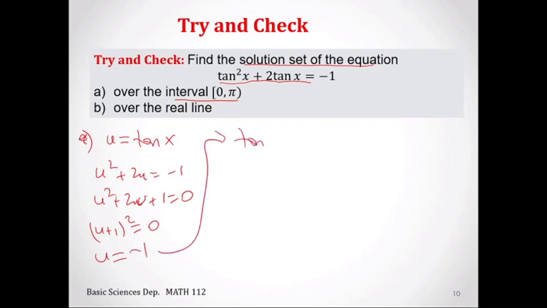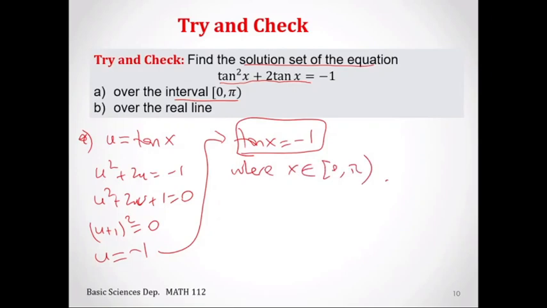So then it gives you only one equation, tangent x equals minus 1. And now we want to find x where x is between 0 and pi. Okay, from 0 to 180, if you think. So which angle makes minus 1?